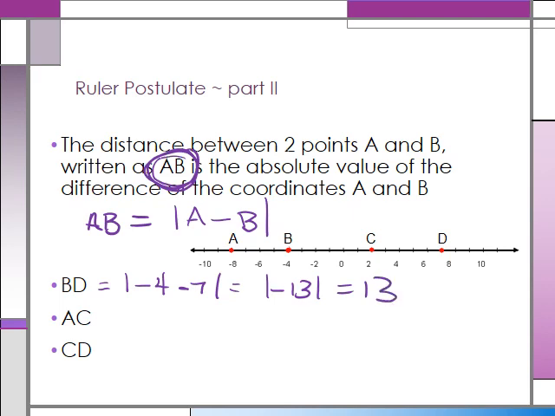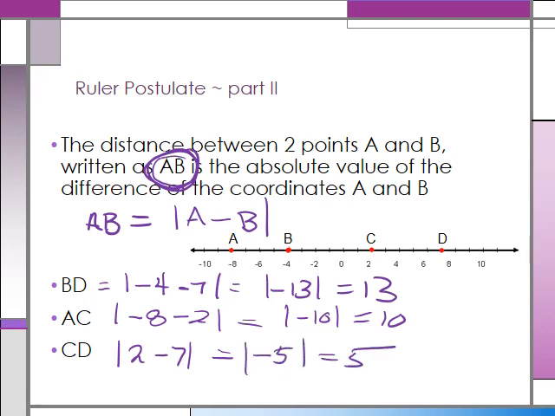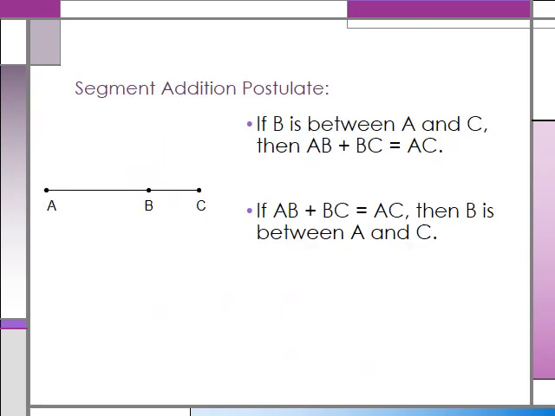If you were finding the distance between A and C, it's going to be the absolute value of -8 minus 2, or the absolute value of -10, and that's 10. And lastly, for C and D, it would be 2 minus 7, the absolute value of that, which is the absolute value of -5, or 5. Whenever you see two letters next to each other like this on a worksheet, test, or quiz, you should know that it's the distance between those points.